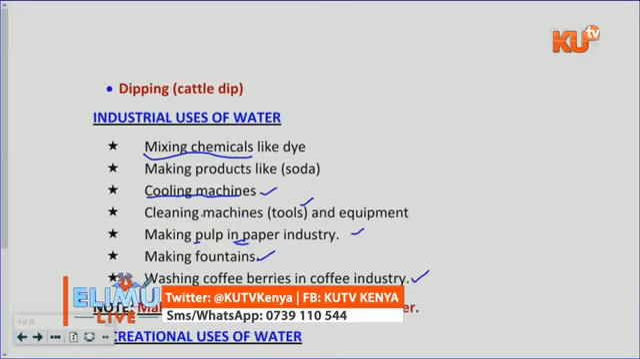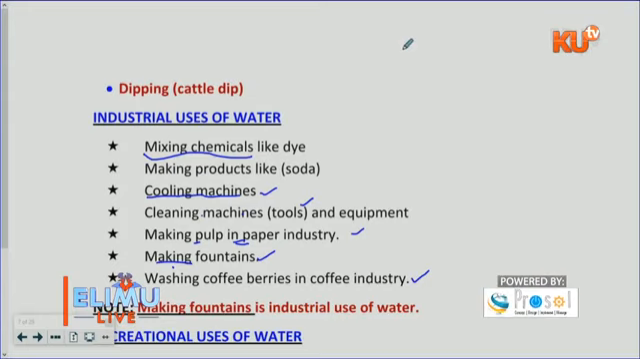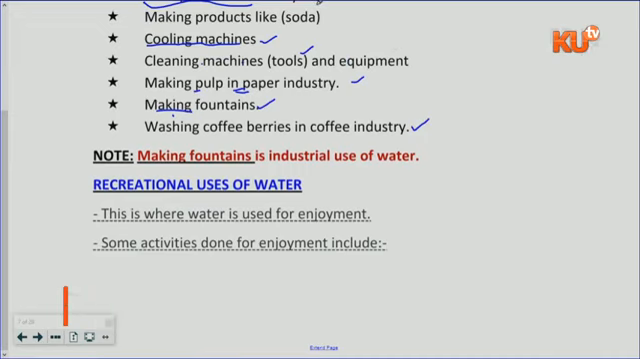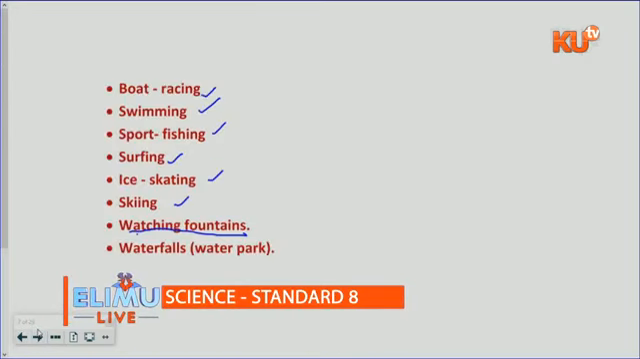And then I added there the one I have elaborated, watching fountains. The keyword there is watching. Earlier, when I was on industrial use of water, making fountain, the keyword is making, to make. To make is industrial. When I come on this one, to watch, you will find it is a use of water in recreational use, not industry. Okay, I'm coming back there. Yeah, here it is, watching fountains.